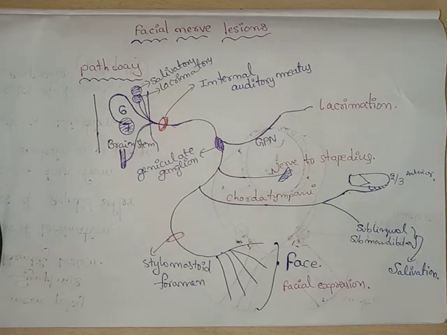Hi friends, now I will explain facial nerve lesions and how we will identify where the lesion is. Before going to that, I will explain the pathway. If we know the pathway, then only we can identify where the lesion is. So I will explain the pathway first, then I will go to the lesions and how to identify them.